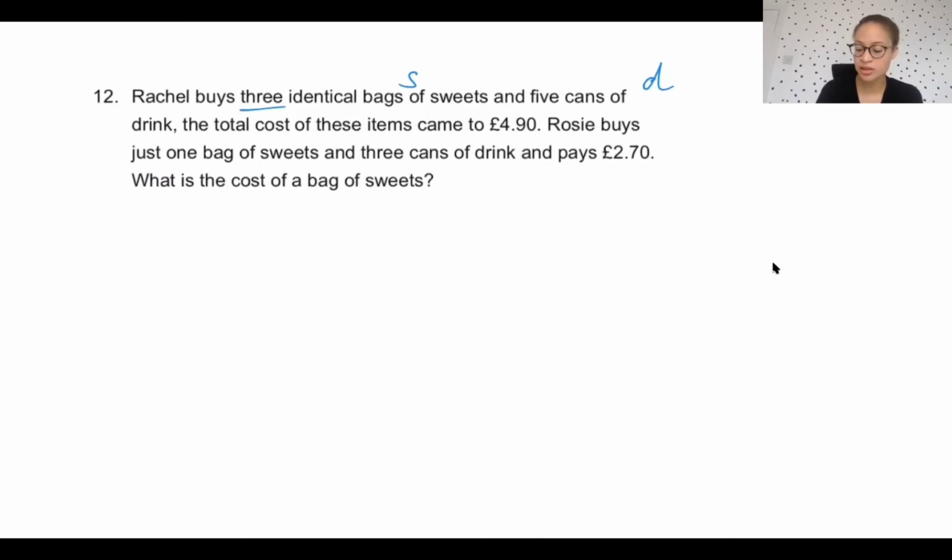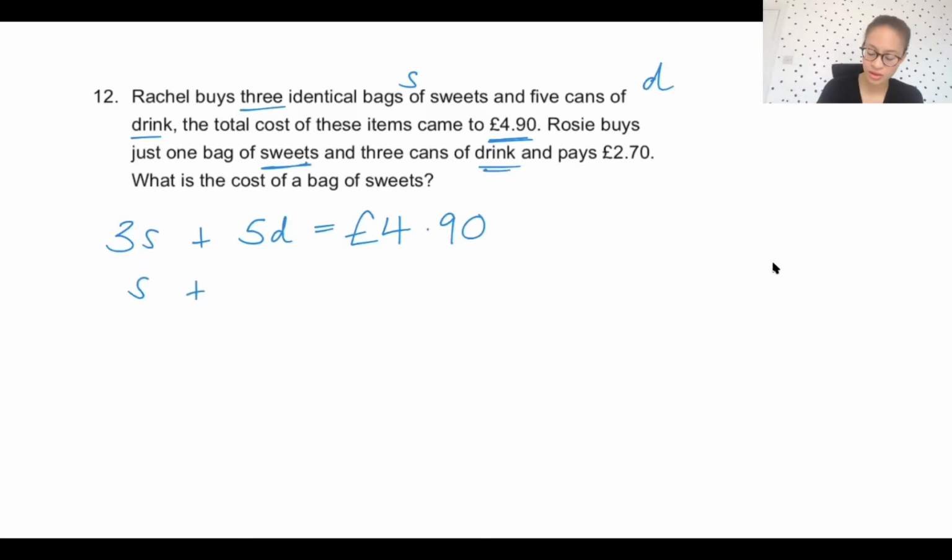So 3 identical bags of sweets and 5 cans of drink. So I'll put 3S and 5D. Total cost of these items came to £4.90, equals £4.90. Rosie buys just 1 bag of sweets, so S, and 3 cans of drink, 3D, and pays £2.70. What is the cost of a bag of sweets?